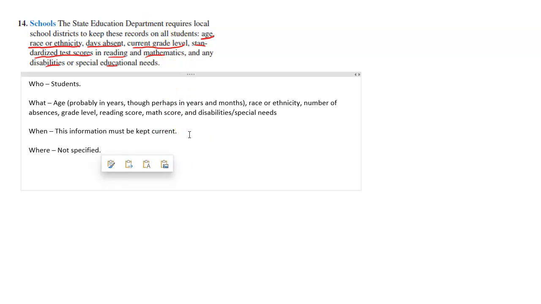Now where? They didn't really say that. They didn't say which state. If they just said the state of Texas, we could have put state of Texas. So we don't know where really. The state, I guess? We don't know which state, though. They did not specify the where.